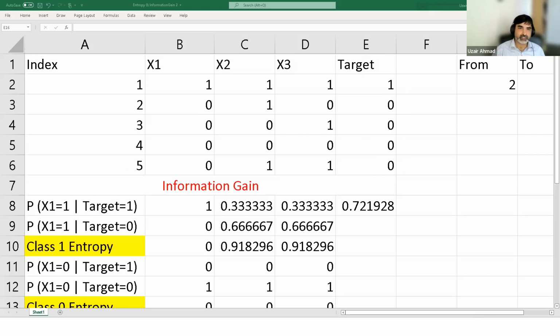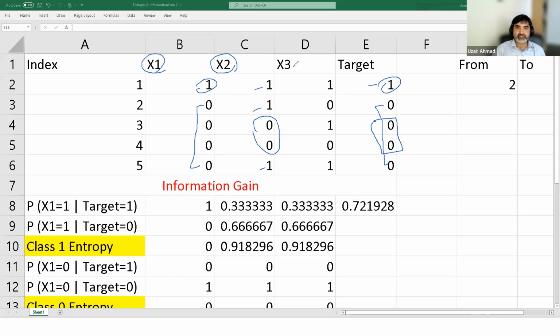If you choose x1, you can see that when the value of x1 is 1, value of target is 1. Whenever value of x1 is 0, the value of target is also 0. Right? When we look at x2, the value of 1 comes with both 1 and 0 of target. And value of 0 is quite clear.